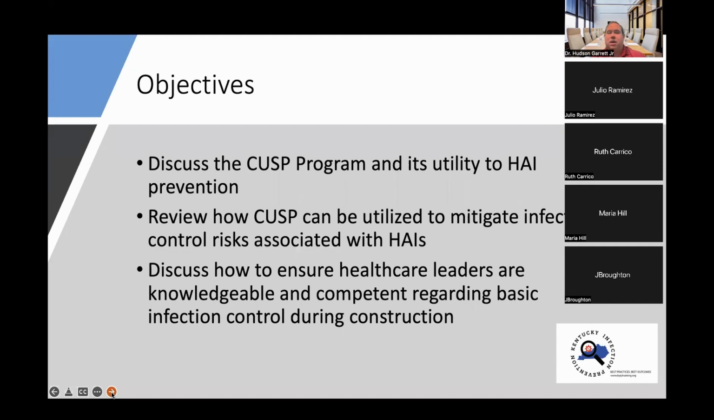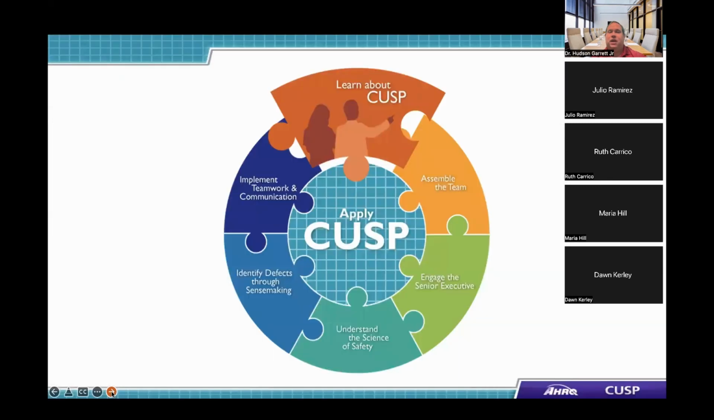So 3 basic things I want to make sure we cover today. Number 1, what in the world is CUSP, right? And how do we leverage it within the utility of healthcare-associated infection prevention? Number 2 is, how can we use this from a risk mitigation standpoint? We know that a lot of issues with infections go back to communication and breakdowns therein, and so how can we leverage this? And lastly, what do we need to do to get our healthcare leaders engaged, right? That is such a pivotal point that we have to work on, especially post-pandemic, where people are already burned out. We want to make sure that our healthcare leadership is actively engaged.